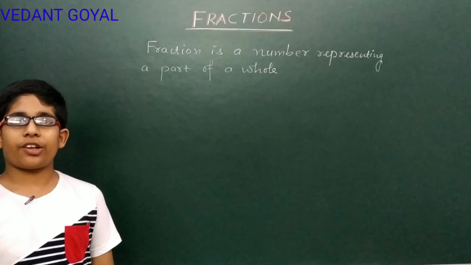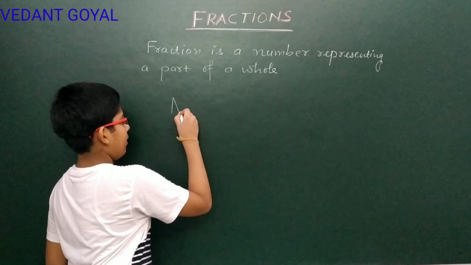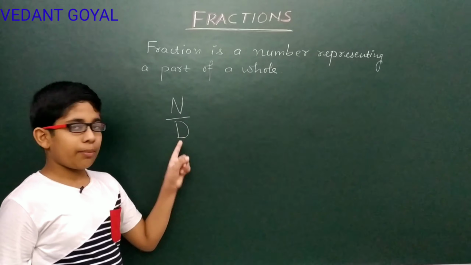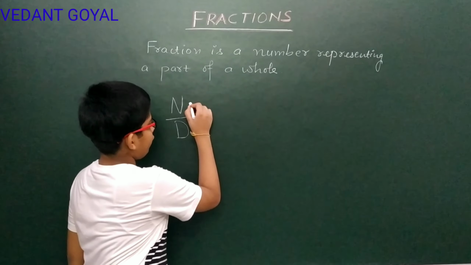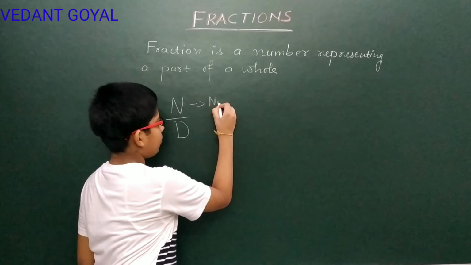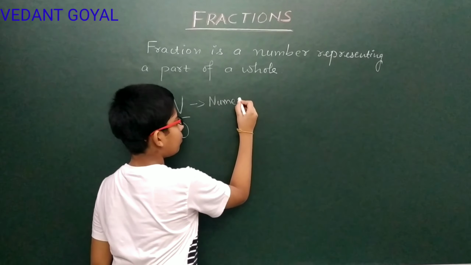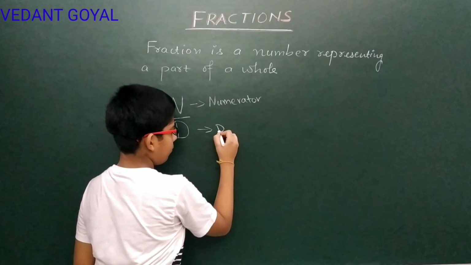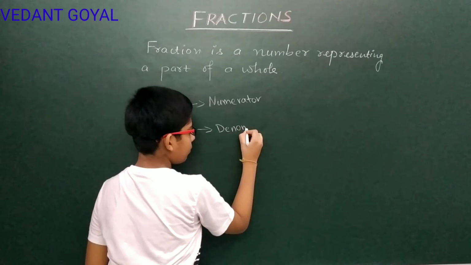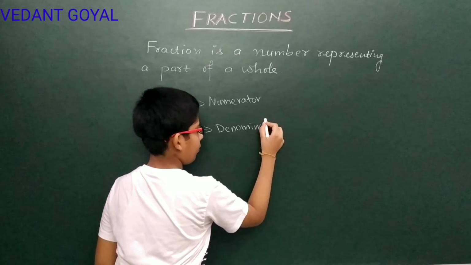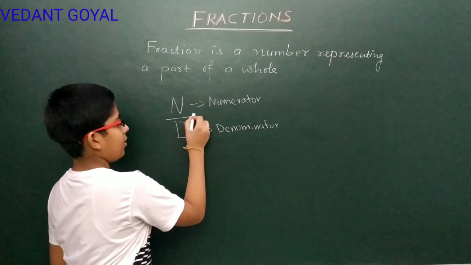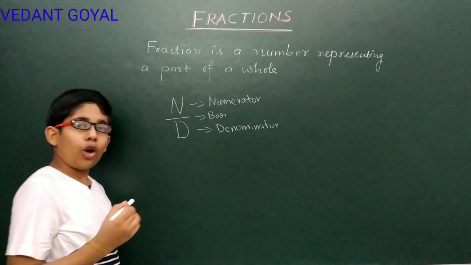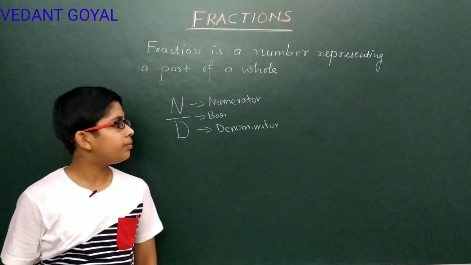We represent the fraction in the form of n by d. So all these symbols have a meaning. First, n means the numerator, d is the denominator, and this in between is the bar. All of them have a specific function.